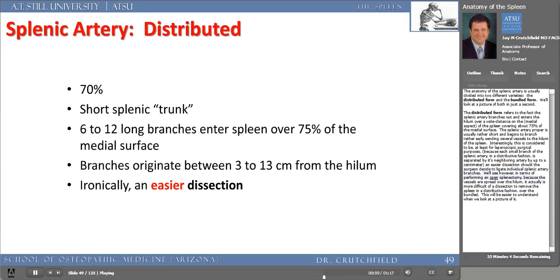We'll see, however, that in terms of performing a splenectomy, because the vessels are spread over the hilum, it actually is more difficult of a dissection to remove the spleen in a distributed fashion over the bundled. This will be much clearer when we look at a picture of it.